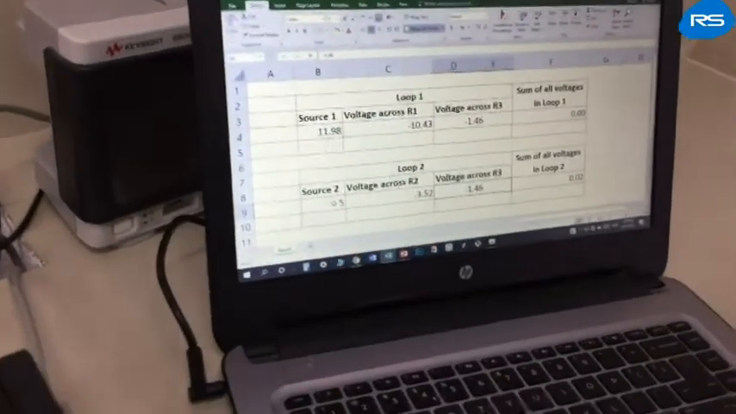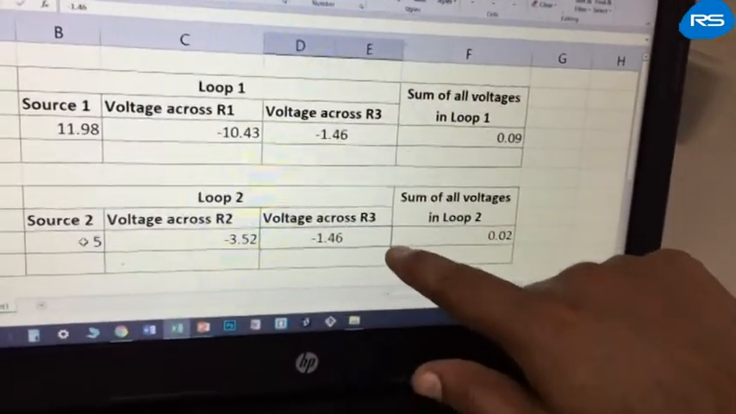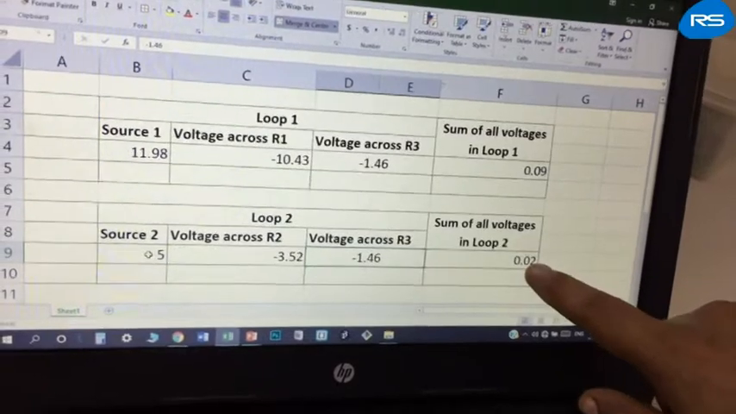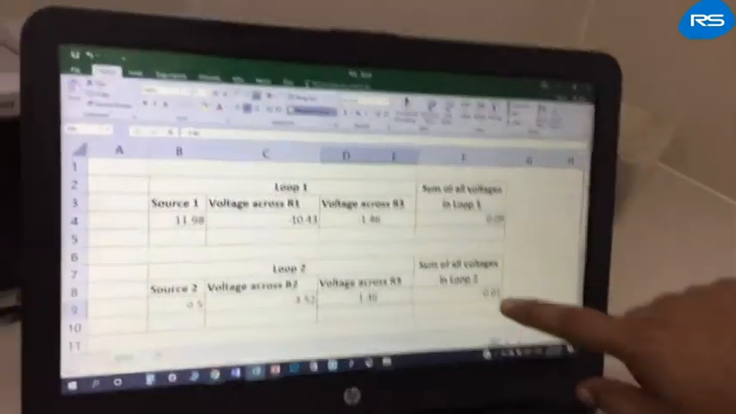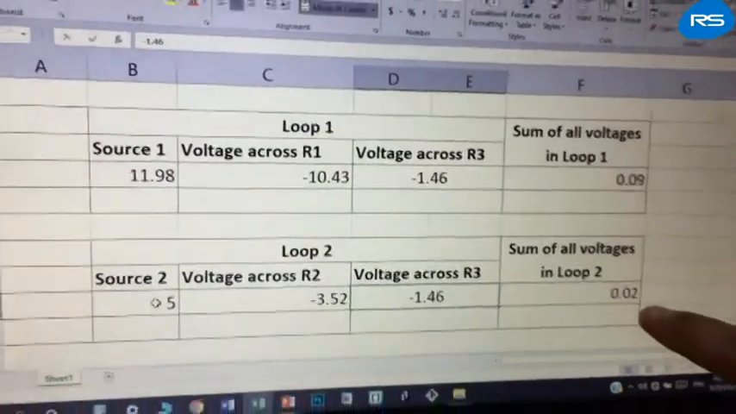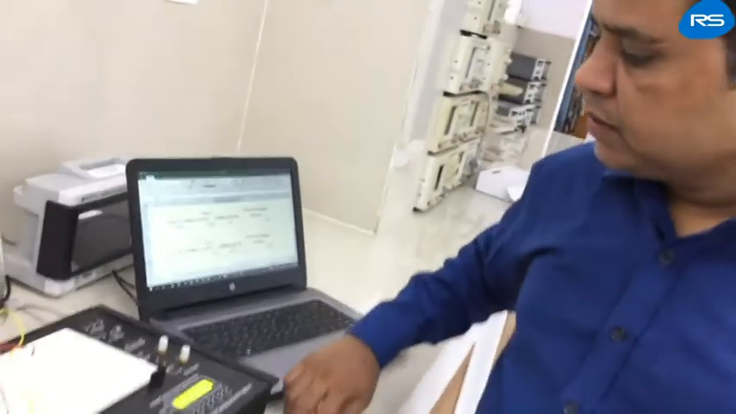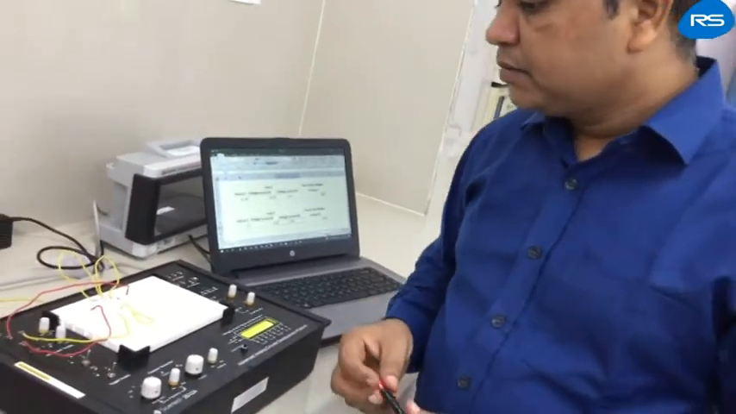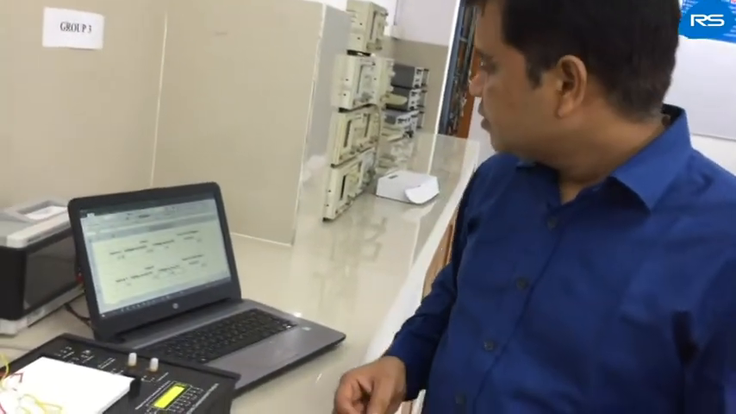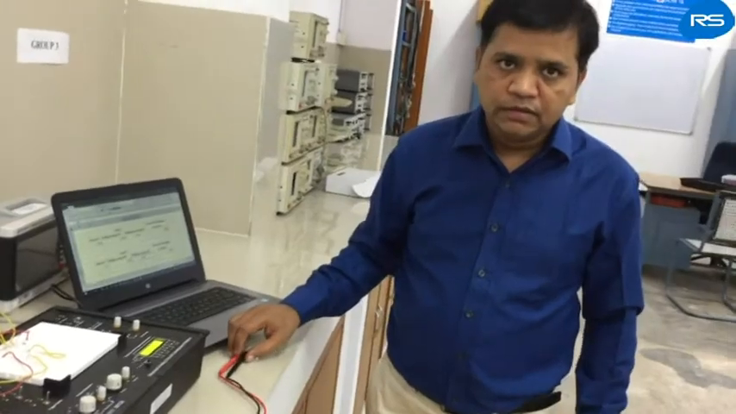In this way you can see that the algebraic sum of the voltages around the loop is somewhat equal to 0. Practically it is not 0, it is 0.02, but it should be equal to 0 ideally. The difference may be due to various tolerances and errors in measurements. So this proves Kirchhoff's voltage law. Thank you very much.